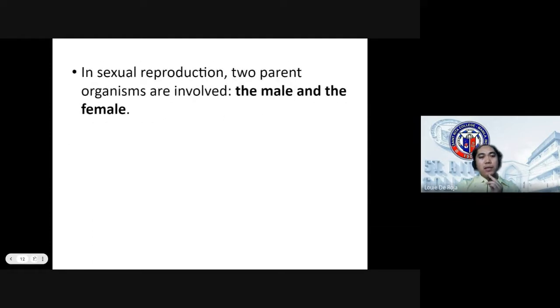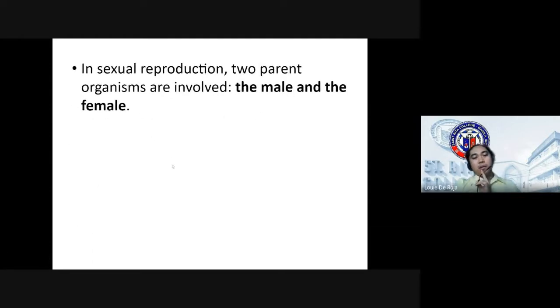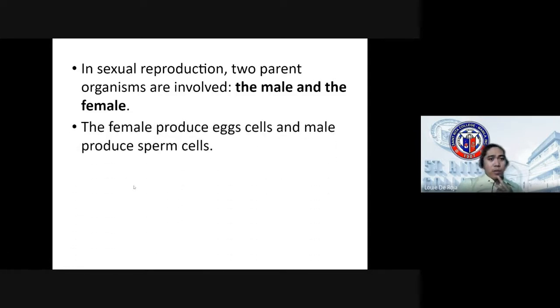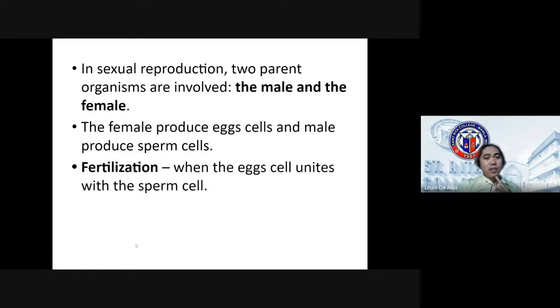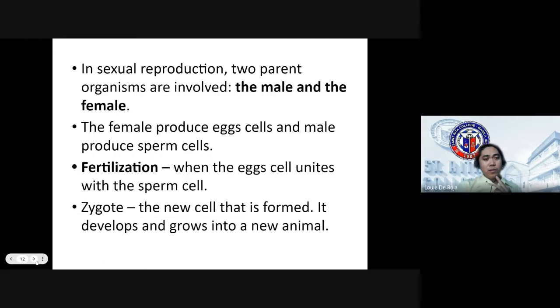Ano nga ba ang fertilization? In sexual reproduction, two parent organisms are involved. We have male and female reproductive system. Gamete cells ng male and female. The female produces egg cells and the male produces sperm cells. Fertilization, when the egg cell unites with a sperm cell. Zygote, the new cell that is formed, develops and grows into a new animal.